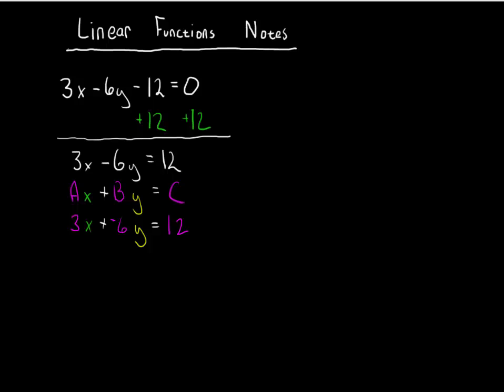Before I continue on, we've got a couple of useful things we know just by looking at this equation. I know that my slope, when looking at an equation in standard form, is the opposite of a divided by b. So that means my slope in this equation is the opposite of 3 divided by negative 6. The two negatives cancel, and my fraction reduces to 1/2. So the slope is 1/2.